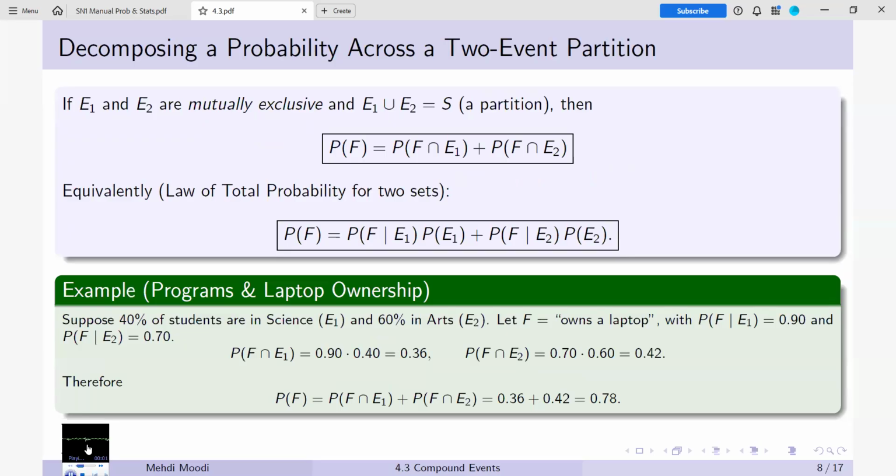Note that E1 and E2 are complementary events, because they are mutually exclusive and their union is the entire sample space. This is known as a partition of the sample space. You can generalize this rule to an n-event partition using a Venn diagram.